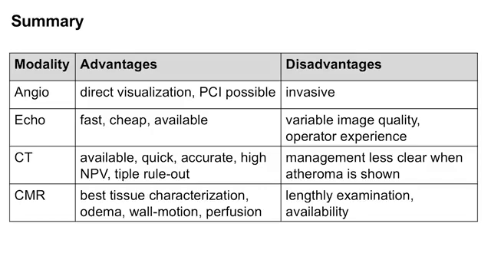Cardiac MRI offers the best tissue characterization, and can show wall motion abnormalities and the perfusion of the heart muscle itself. However, it needs a lengthy examination time and is therefore not widely available in emergency departments.